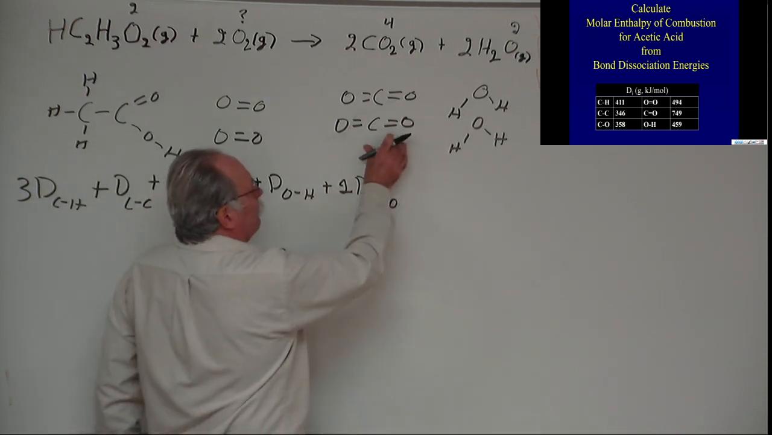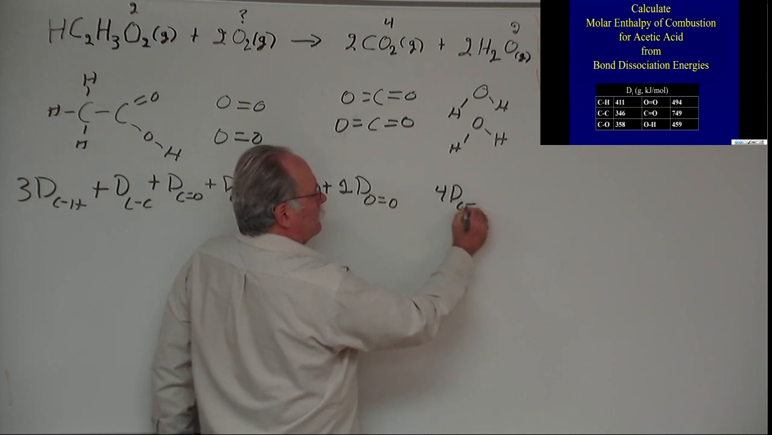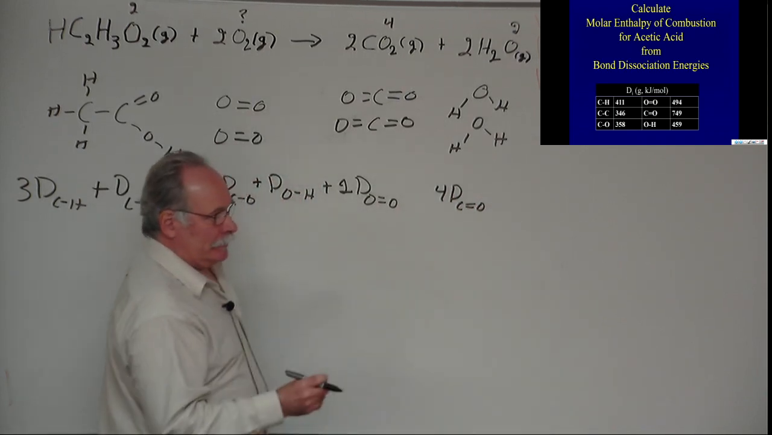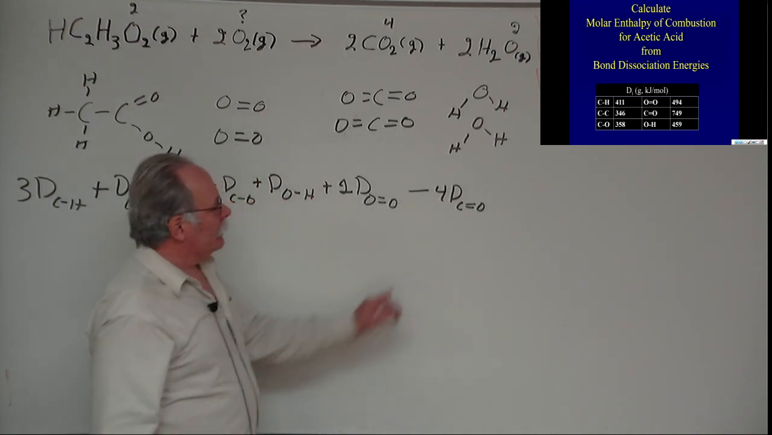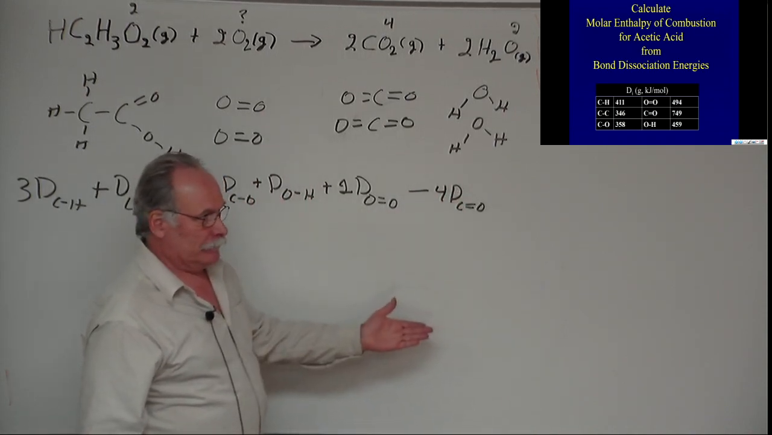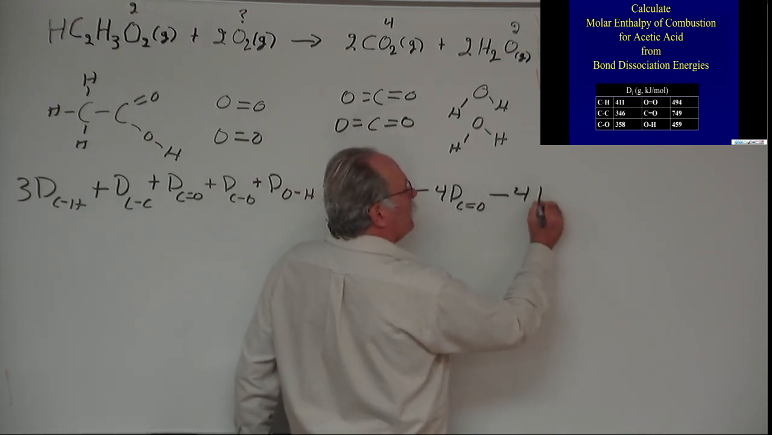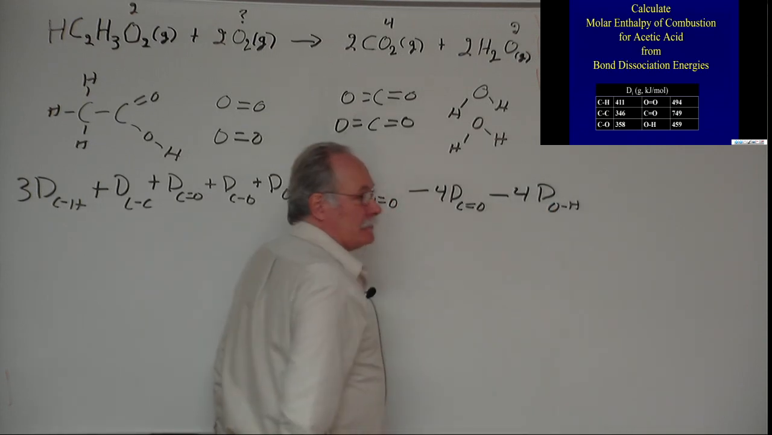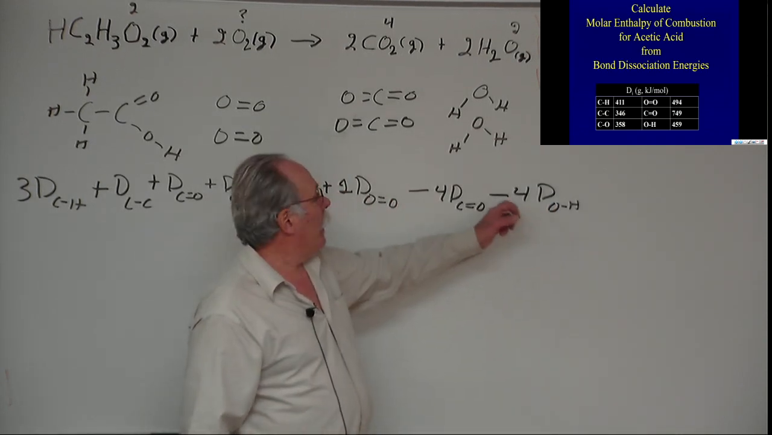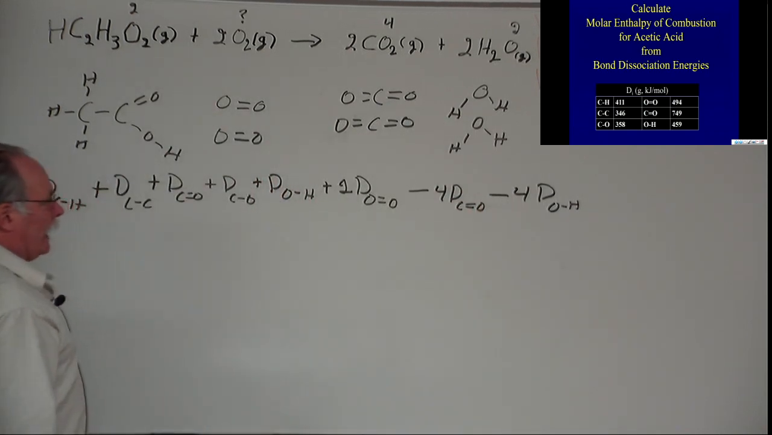So I'm going to make 4 C double bond O's. But making them is the opposite of breaking, so I subtract the energy required to break them. Okay? And in the same manner, I'm going to subtract 4 times the dissociation energy of the OH bond, because I'm not dissociating it, I'm making it. You make products, you break reactants, okay?